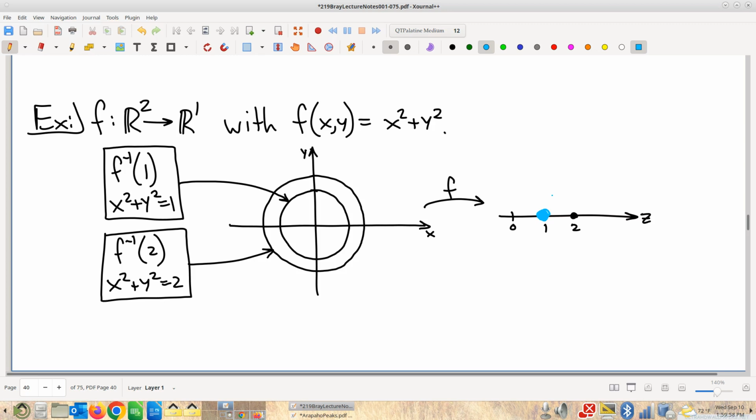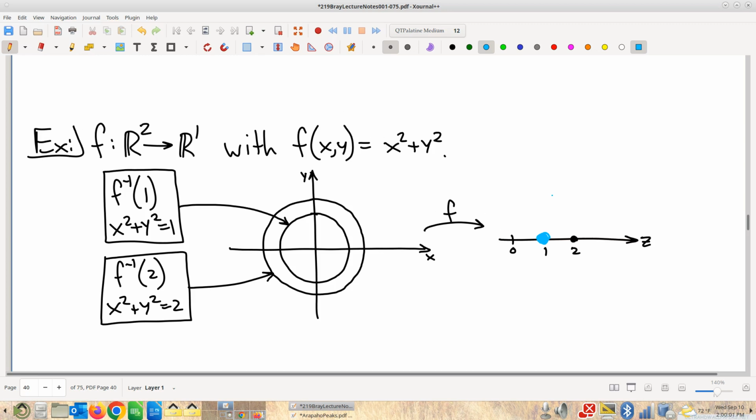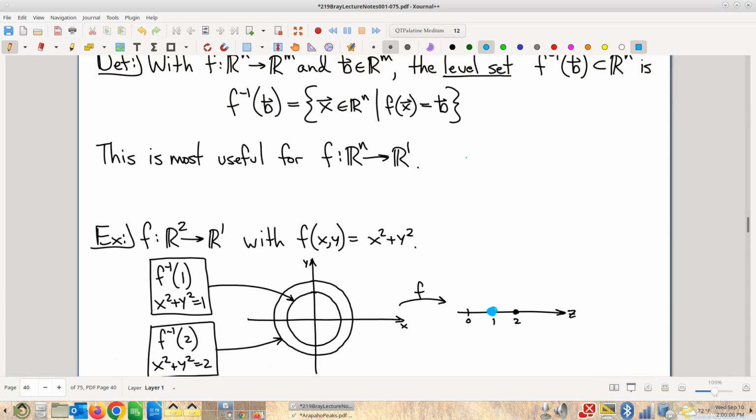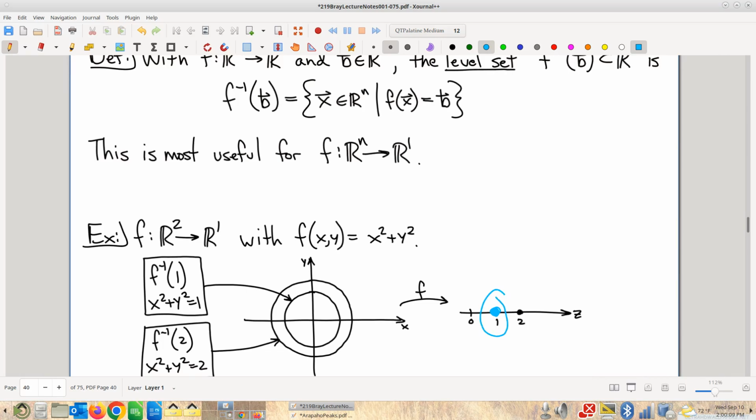Let's see here. Well, I'll tell you what. Let's go up to the definition here, and let's walk through how this makes sense out of the definition. Given an output point, oh, you know what? I'll go into the highlighter mode. How about this? Given an output value, the level set for that output value is going to be the collection of all of the corresponding input points that when you plug them into the function, give you exactly that selected output point.